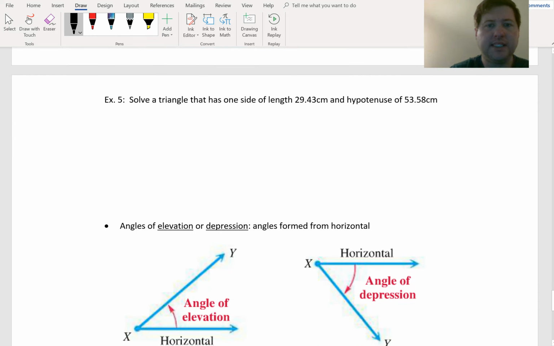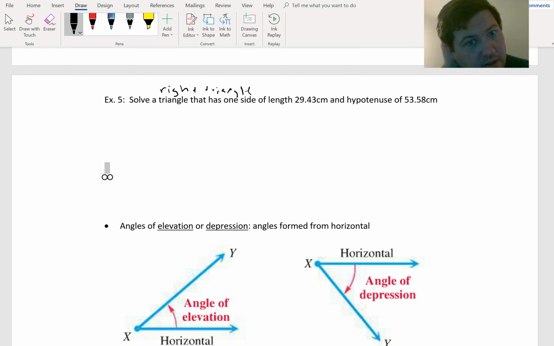Solve a triangle that has one side of length 29.43 centimeters and a hypotenuse of 53.58. Yeah, we can totally do this. I should have written here that this is a right triangle. Otherwise, we could not solve this so easily. There are ways of solving triangles without right triangles. If you have a triangle that's not a right triangle, you can still do this, but we will not be doing that for a little bit.